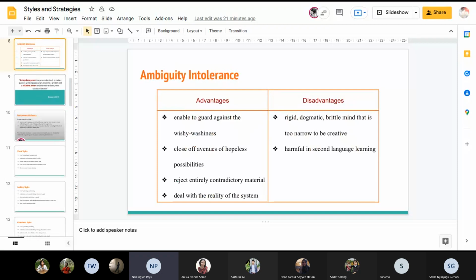narrow to be creative. And to be honest, I think this one will be harmful in second language learning, because in second language learning, we have already absorbed the first language in our mind. For example, in my language, my sentence structure is subject, object, and verb. If I am ambiguity intolerant and I just keep thinking that all sentences have to be structured like that, then when I learn English, I just keep thinking, okay, sentence structure is only subject, object, and verb, then I won't be able to improve my English at all. So that's the example of the disadvantages of ambiguity intolerance.